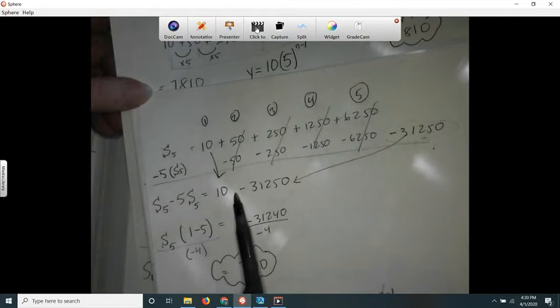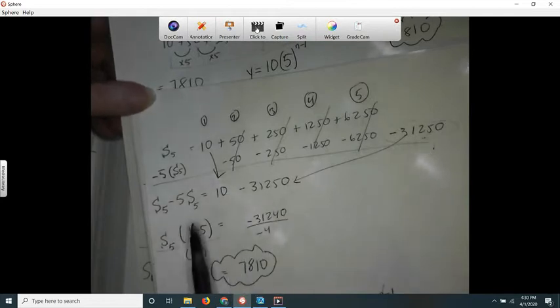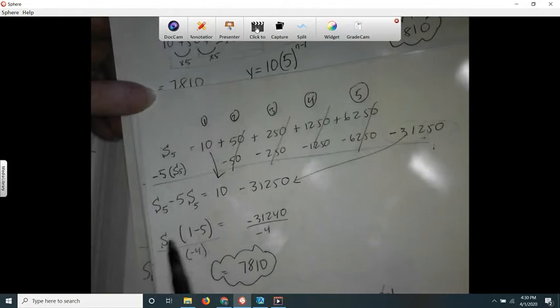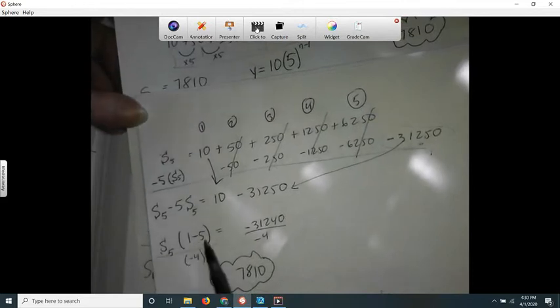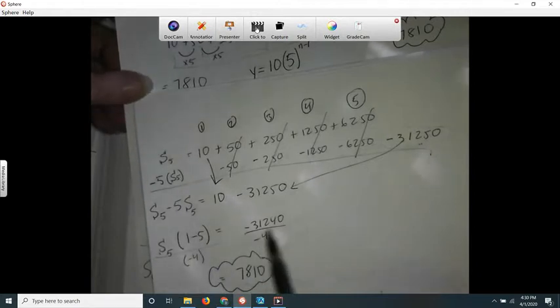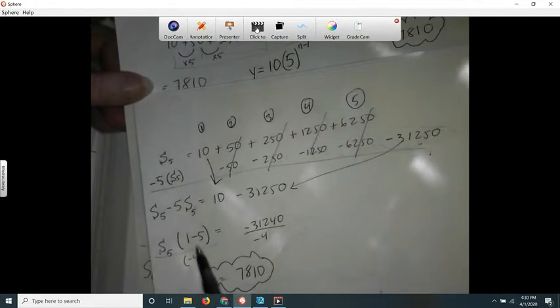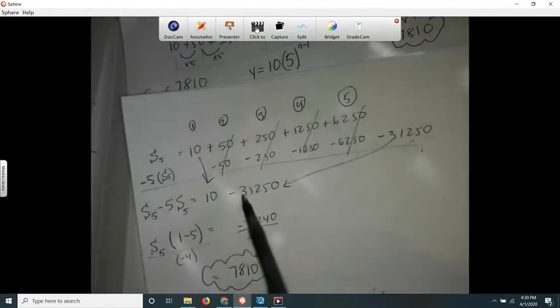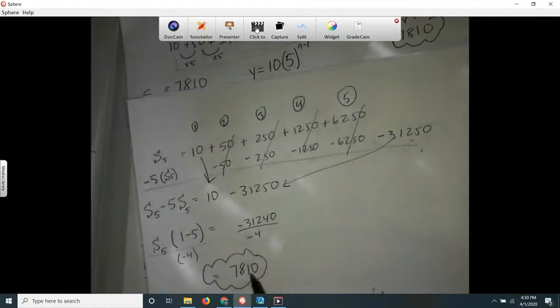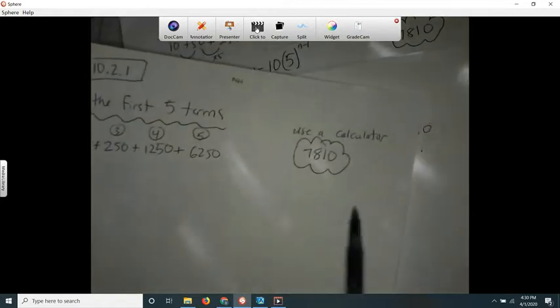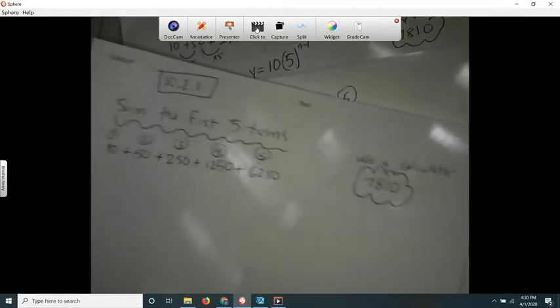So I've done all this, and then I'm going to factor out S sub 5 because these two terms both have an S sub 5 in them. That gives me S sub 5 times 1 minus 5. Well, 1 minus 5 is 4, so I'm going to divide both sides by 4. Well, actually, 1 minus 5 is negative 4, so I divide both sides by negative 4. 10 minus this is this. Divide, ding, ding, ding, I got the right answer. 7810 is what it adds up to on the calculator.